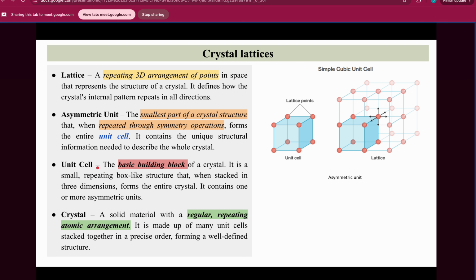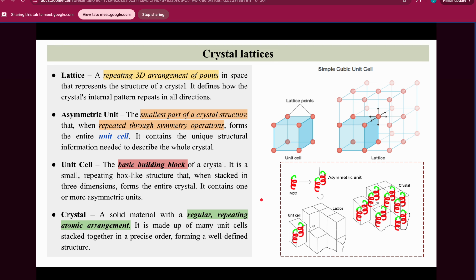And then comes the unit cell. This is the basic building block of a crystal. It is a small, repeating box-like structure that, when stacked in 3 dimensions, forms an entire crystal. And a crystal can contain one or more asymmetric units. I'll give you a little bit of an example.